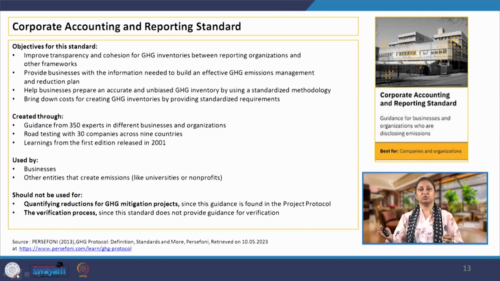So, we will come to this particular part as well when we start with scope 1, 2 and 3 emissions, that how do we do it. So, where the emissions are happening, how do we calculate them, how do we report them. All that mechanism we will come to later, but this particular standard does not help us in quantifying reductions for GHG mitigation projects. It is not for that, it is for regular businesses.